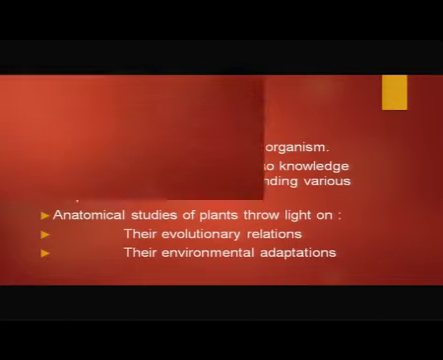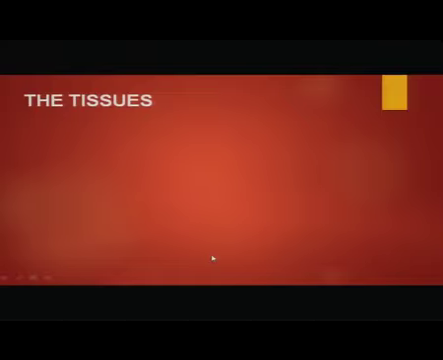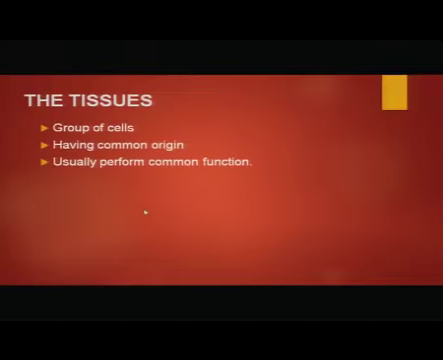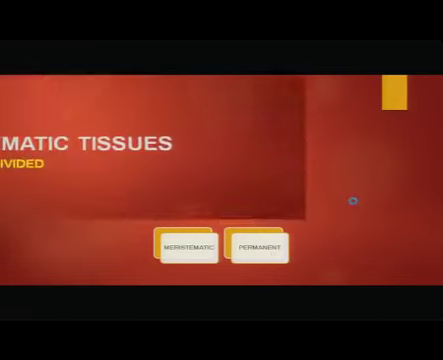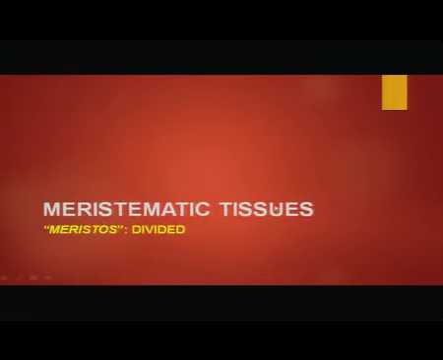Let us begin. Talking about tissues, we all know that tissues are groups of cells having common origin and they usually perform a common function. Plant tissues can be divided into two groups, meristematic tissues and permanent tissues. Let us take meristematic tissues first. The word has been derived from meristos, a Greek word, and it stands for divided.